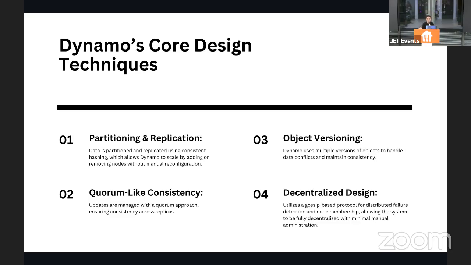Depending on the spike, or if a node goes down because of a networking issue, we quite often just take nodes out, and if there is a spike, we can automatically increase or bring them back. So that's how it works. And this is the core design technique.